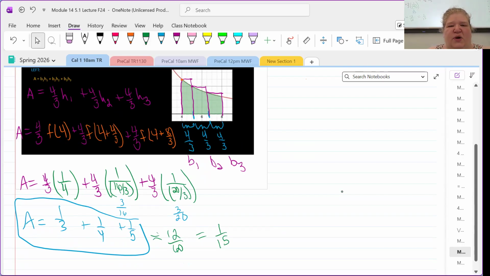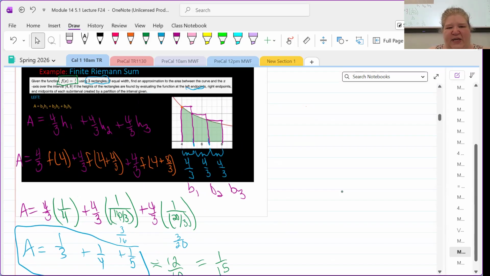But when we look at this graph, we can see that using the left endpoints, because this was a decreasing graph, our area is bigger than 1/15. All of our rectangles were larger than the area under the curve. So that's actually giving us an upper bound. We know for sure the area can't be bigger than 1/15.